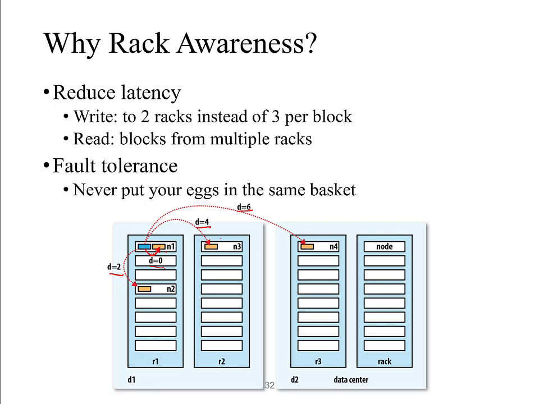So for writing, as we will introduce later, blocks are written in a pipeline. Basically, we reduce the number of involved racks from 3 to 2 in order to reduce the total time of writing. For reading, we do want to read blocks from different racks so they can be read in parallel. So 2 racks involved is definitely better than 1.